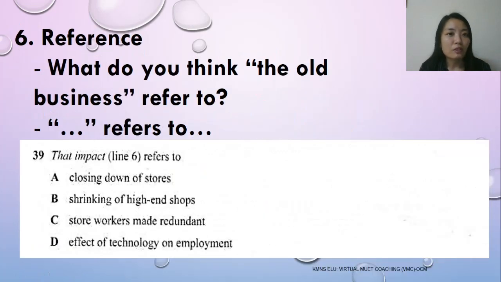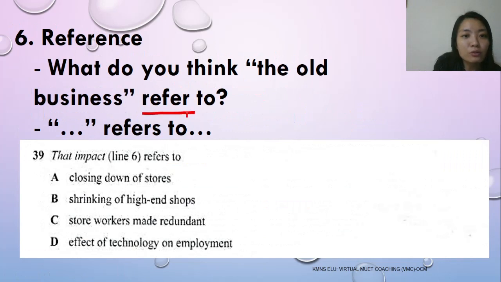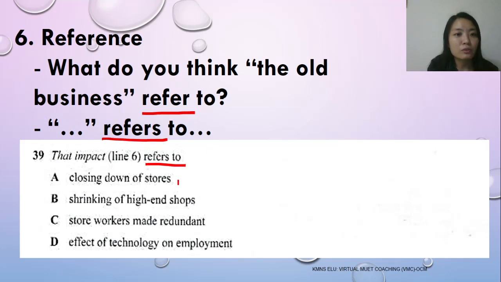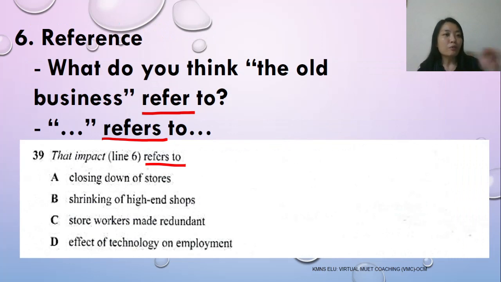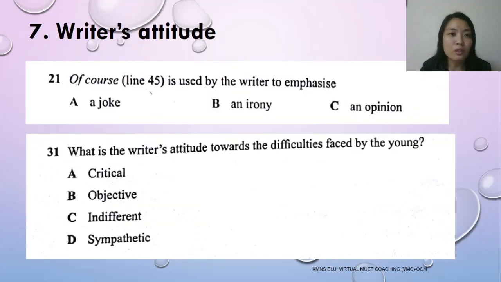All right, referencing. What do you think this thing refers to? So the question is always about some kind of question refers to what? That impact refers to. Okay? Alright. Sometimes they will ask you writer's attitude as well. Before we look at that, you see, just from that text 6 in the MUET question, you already have all these questions. And usually it's repetitive throughout all the different texts. So you'll be ready. These are the kinds of questions they will ask you.